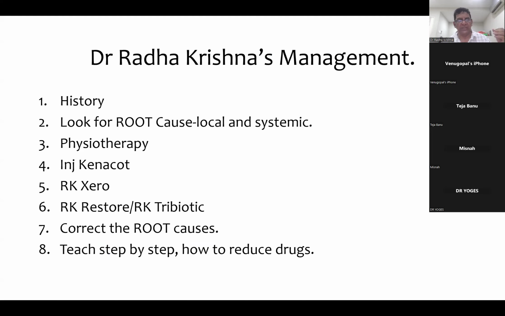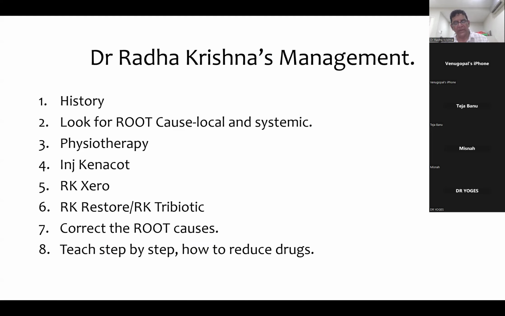What is the root cause? Is it local or systemic? Is physiotherapy needed? Maybe we can give a Kenacort or hydrocortisone injection with RK0, RK Restore, and RK Tribiotics. Correct the root cause step by step.